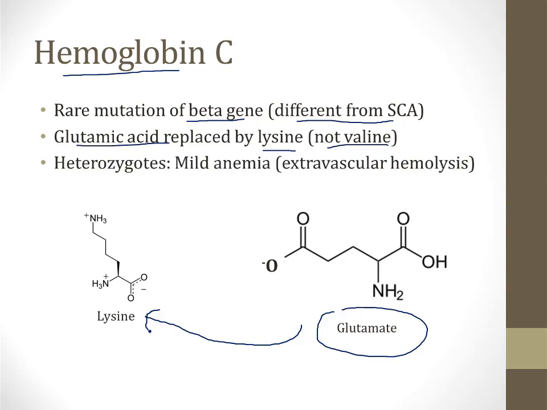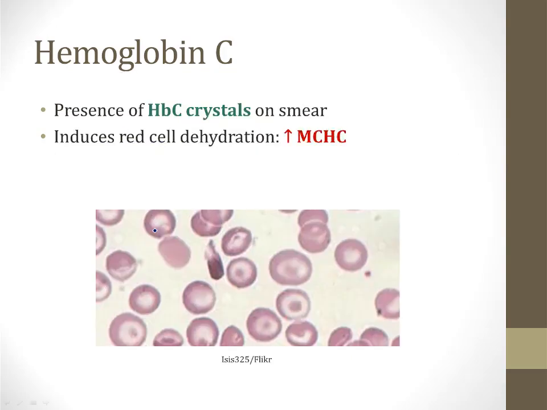It's very rare to be homozygous for the gene for hemoglobin C, but many patients are heterozygotes and they have a mild anemia with some degree of extravascular hemolysis. The classic finding of hemoglobin C in peripheral blood smear is the presence of hemoglobin C crystals. This is an example of one that I'm circling on the screen. These occur because hemoglobin C induces red blood cell dehydration. That leads to the formation of these crystals. It also raises the MCHC, which is another key finding in hemoglobin C.